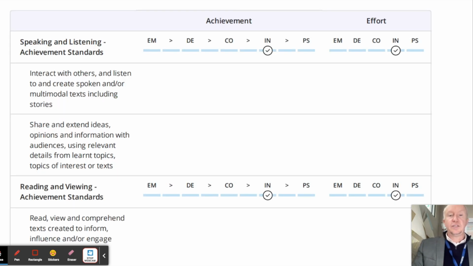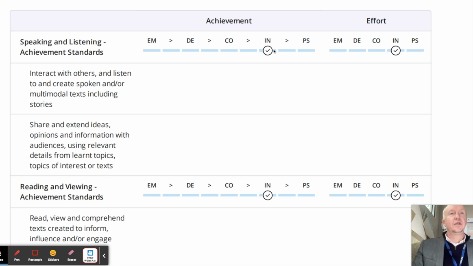The subject sections of the report all look pretty much like this. The subject strands there are in bold, and then you have the grades next to them. And then the specific achievement standards for that year level are listed underneath.